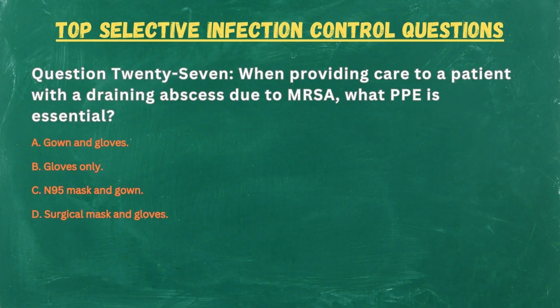Question 27. When providing care to a patient with a draining abscess due to MRSA, what PPE is essential? A. Gown and gloves. B. Gloves only. C. N95 mask and gown. D. Surgical mask and gloves. Answer: A. Gown and gloves.